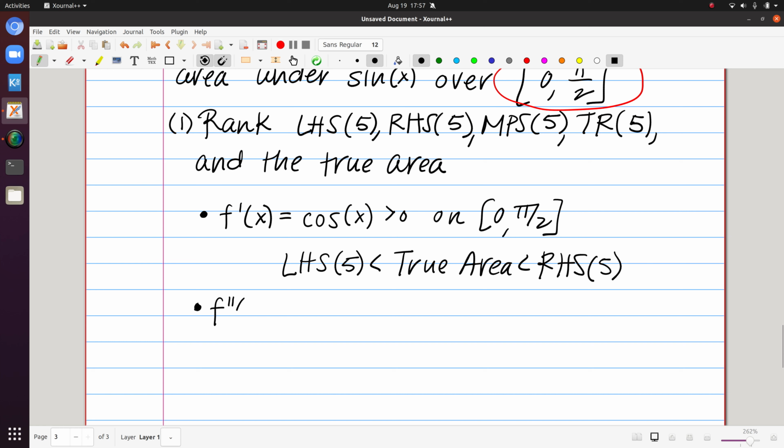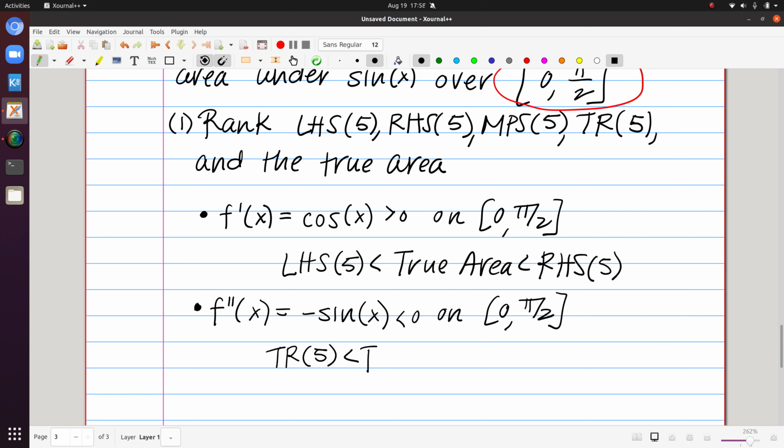To bring in the midpoint sum and the trapezoid rule, we need to consider the concavity. So the second derivative is now minus sine of x. And again, if I want to think about whether that is positive or negative on the interval at hand, it's negative on the interval from 0 to pi over 2. So now we know that the function is concave down on that interval. So if you look back at what we established before, if it's concave down, the trapezoid rule underestimates the true area, and the midpoint sum overestimates the true area.